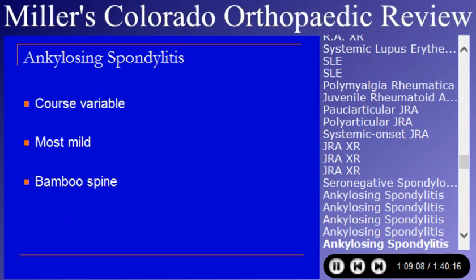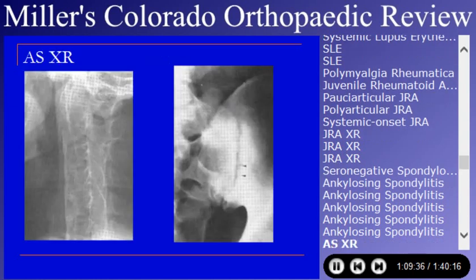The course is variable. Most people do okay. They're stiff, they're sore, but are functional. Some people get very, very stiff and are significantly disabled. You all have seen the pictures in the textbooks of people who are bent forward with their chin almost on their knees. Osteotomies are often required to correct the deformities.